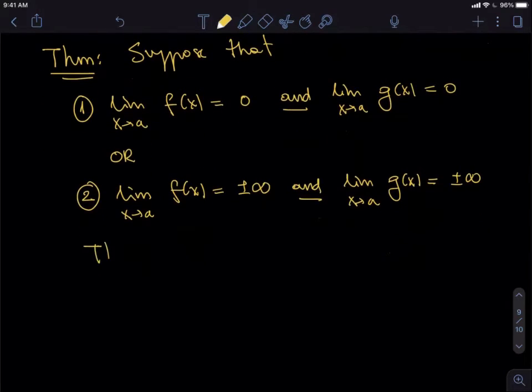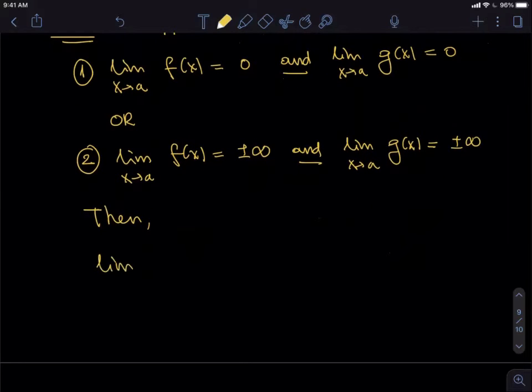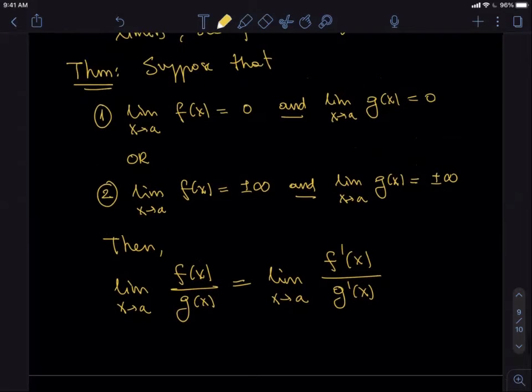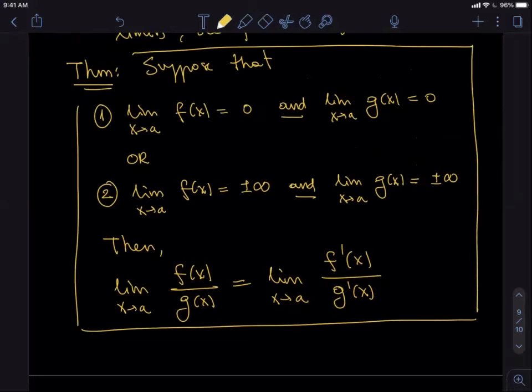In both these cases, one or the other, but in either case, the limit as x tends to a of f of x divided by g of x equals the limit as x tends to a of f prime of x divided by g prime of x. This is L'Hopital's rule. I think I wrote one extra t. There we go.